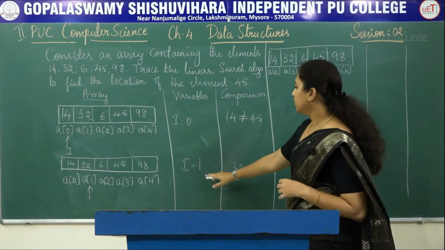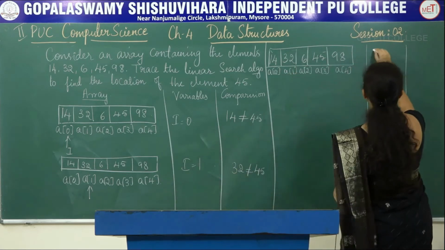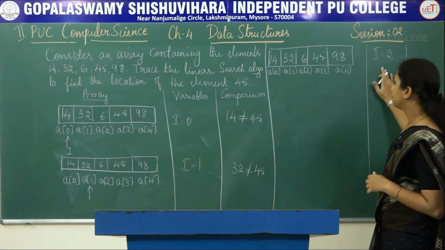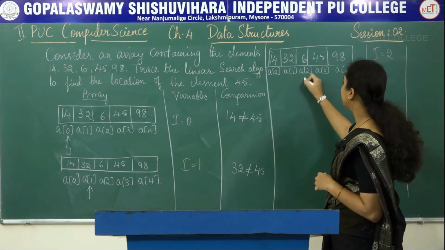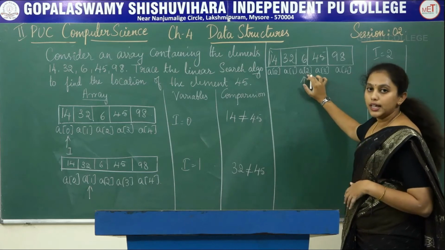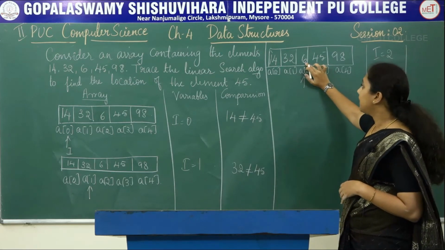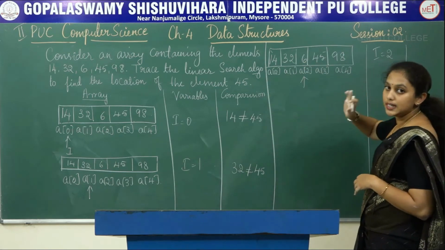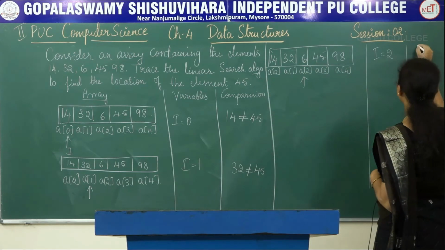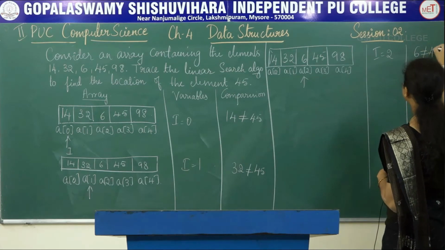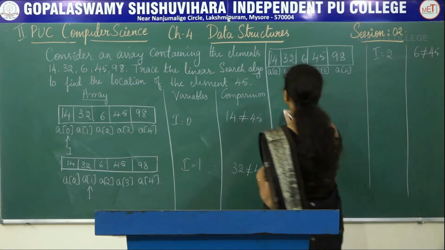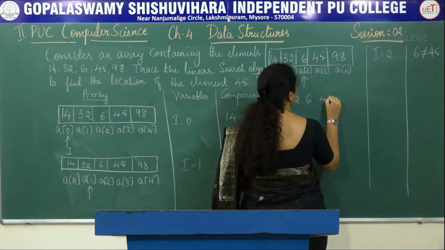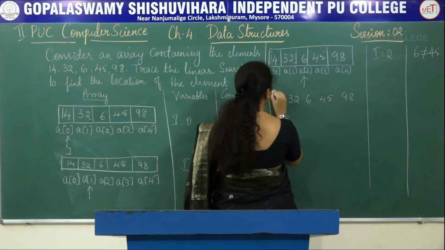Now I gets incremented. What is the value of I? The value of I is 2. So here I am comparing with A of 2. A of 2 contains element 6. Is 6 equal to 45? No, 6 does not equal 45. Hence I gets incremented.